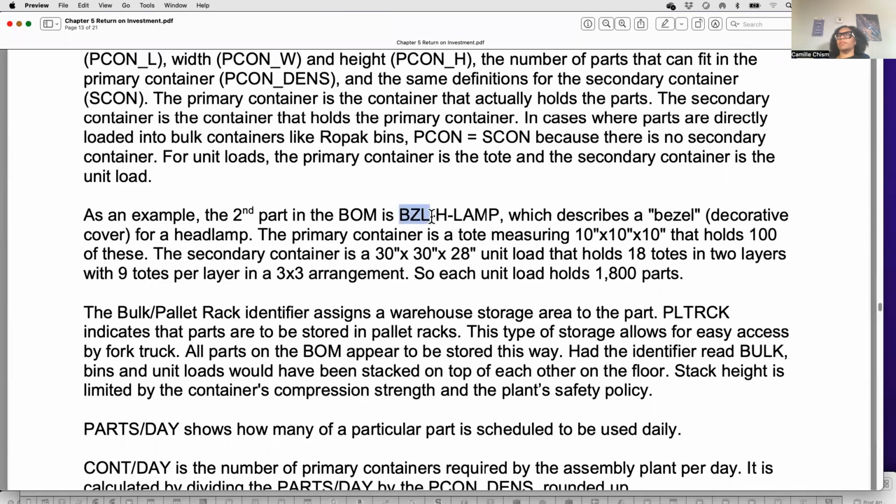You'll see things like bezel, this is a lamp. So I know this is most likely a headlamp. I'm just assuming that. So yep, it says bezel, and it's just a cover for a headlamp. So you can see here, we'll go back and look at it, but that primary container is saying it's 10 by 10 by 10, and it holds 100 of these.